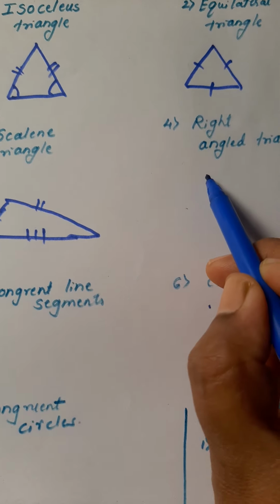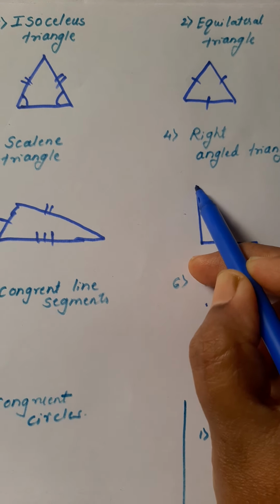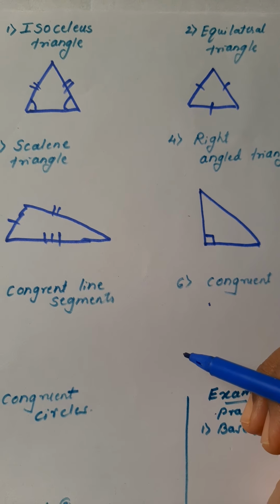Last, it is a right angle triangle. Right angle triangle means what? A triangle which makes a 90 degree angle. A triangle which makes a 90 degree angle is called a right angle triangle.